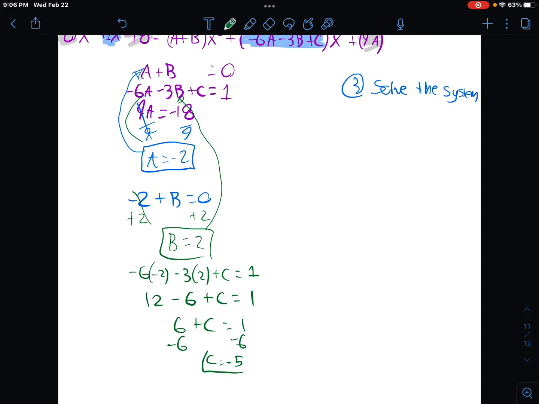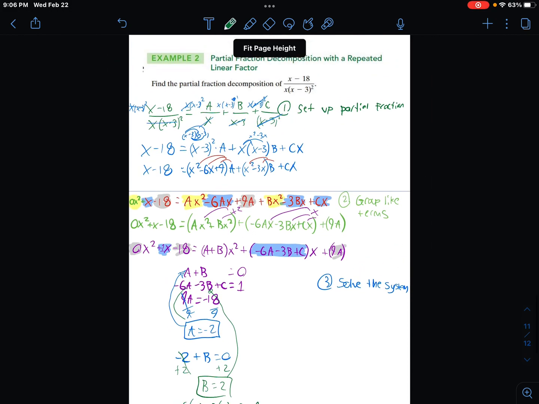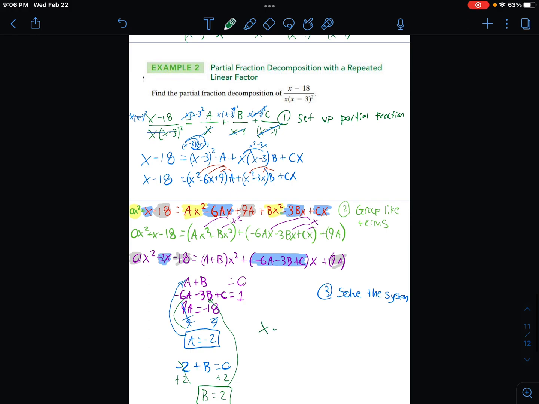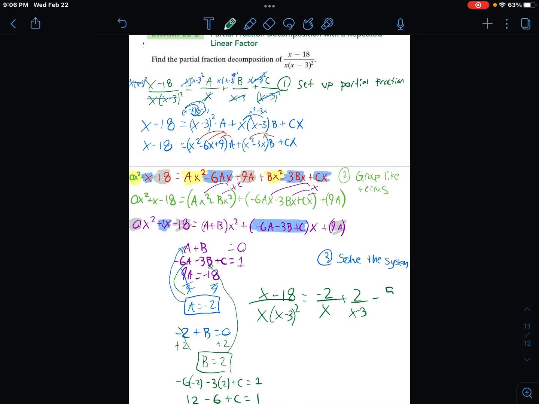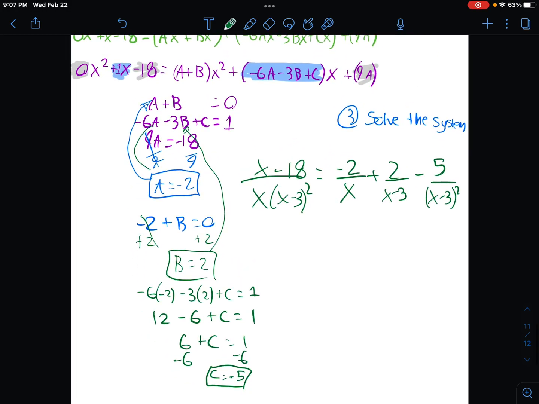So when we do this, we're going to get the partial fraction decomposition, x minus 18 over x times x minus 3 quantity squared equals negative 2 over x, plus 2 over x minus 3, minus 5 over x minus 3 quantity squared. And this is the partial fraction decomposition right here. It was a lot of work, but we went backwards and we factored and pulled apart our fraction.